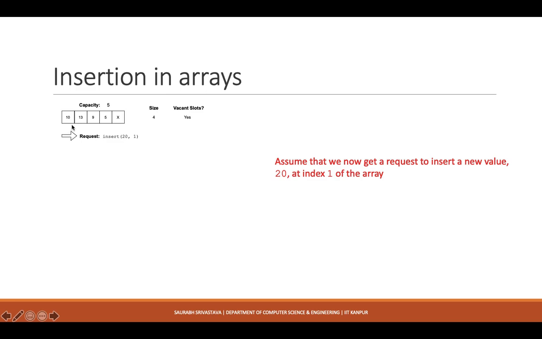So again the indices are something like this: 0, 1, 2, 3, and 4, as I showed to you in the last slide. And now I have to insert this value 20 here. The first thing I do is check whether this particular array has any capacity left. So I just ask, are there any vacant slots? Yes. Why? Because the capacity is 5 and the current size is 4. So I do have one slot left. Of course, that slot is lying at the end of the array.